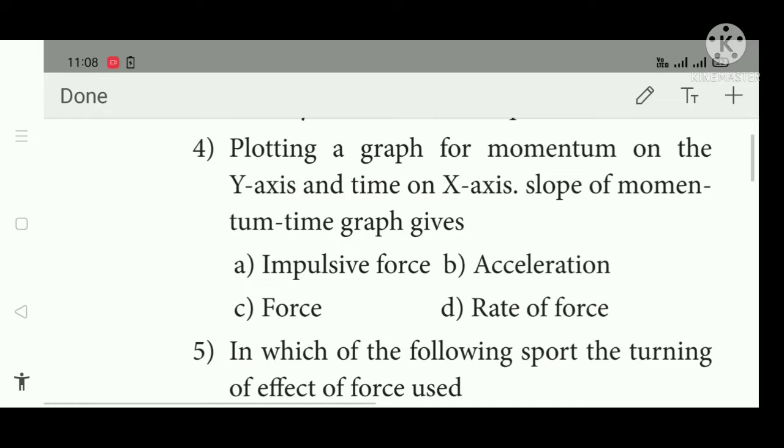Next, plotting a graph for momentum on the y-axis and time on x-axis. Slope of momentum time graph gives impulsive force, acceleration, force, rate of force. The correct answer is force.